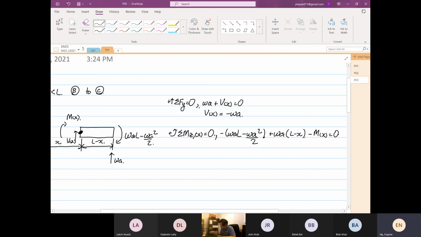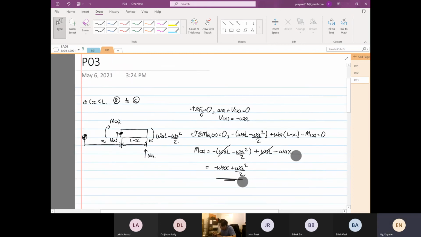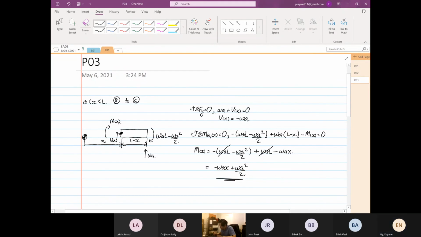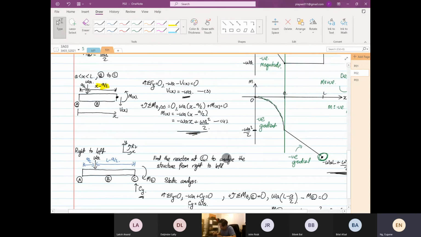So now let me check. Clockwise, yep. Going anti-clockwise omega A, yep. So M as a function of X now will be equal to minus omega AL minus omega A squared over 2 plus omega AL minus omega AX, right? So we realize that when we remove the bracket, this and this can be cancelled. So it's equal to minus omega AX plus omega A squared over 2. So you realize that these two functions, when we do from left to right, the function is also the same.